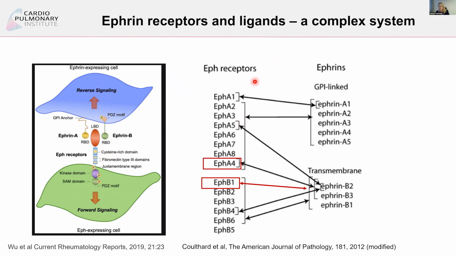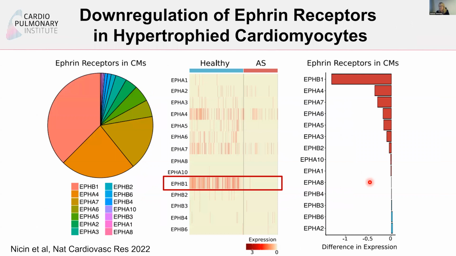There are many ephrin receptors and ephrin ligands, and you can see here the two I marked in red, which are highly expressed in cardiomyocytes and which can potentially interact with the Ephrin B2, which is the agonist, which was also highly expressed. This shows you the data. So these are the Ephrin receptors in cardiomyocytes. As I said, Ephrin B1 and Ephrin A4 are the highest expressed ones. And you easily can appreciate that in healthy hearts, there's a lot of expression of Ephrin B1 in healthy cardiomyocytes. And this is almost close to absence in the diseased hearts.